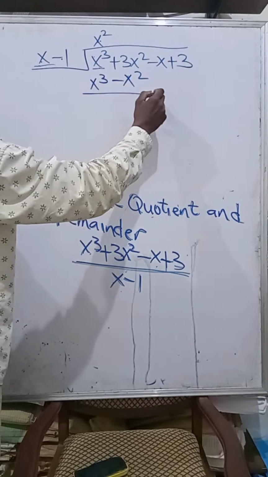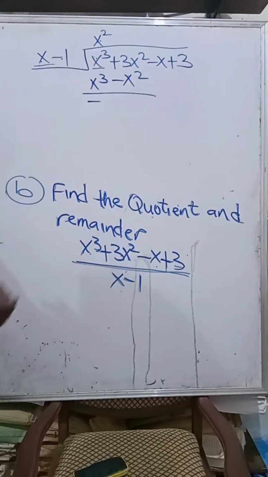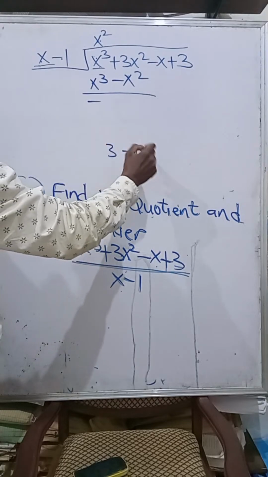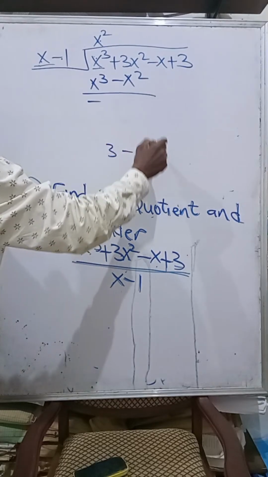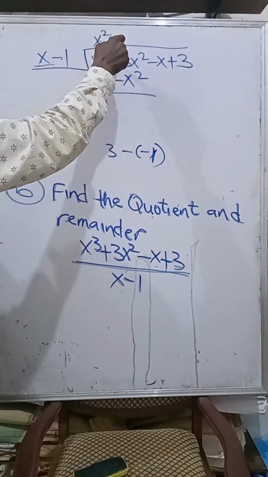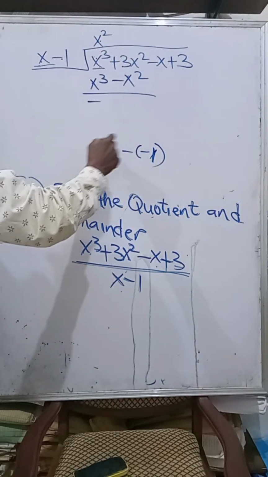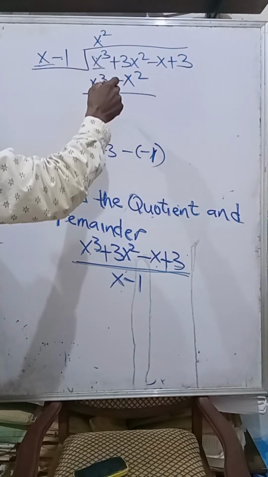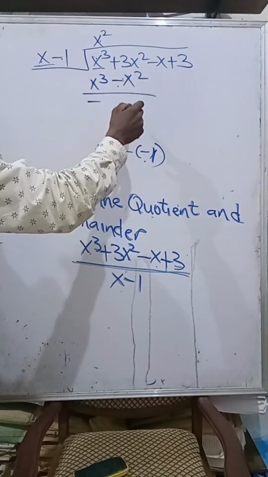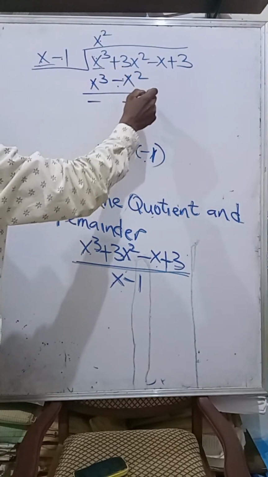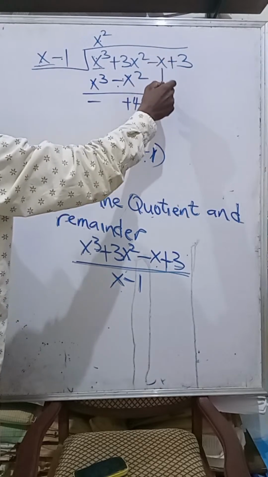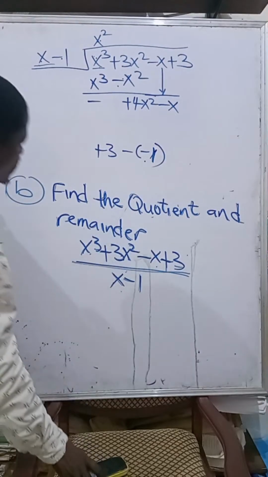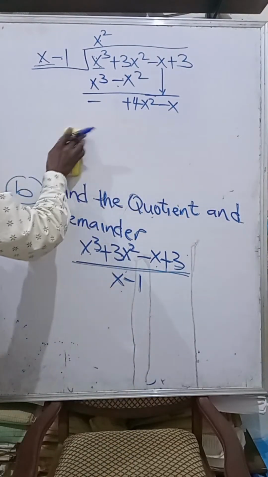Then you subtract this one minus this one, becoming 0. Minus 3 minus x, or let me say 3 minus minus 1. I just need the coefficient 3 plus 3, plus 3 minus, and then what we have here is minus 1. So that will be plus 4x squared. Then you bring down the next variable, minus x. Okay. Then you repeat the process.